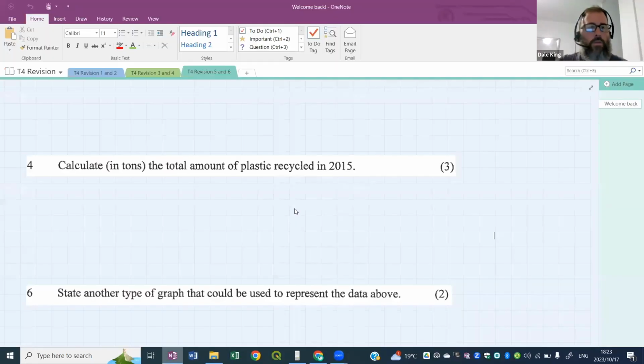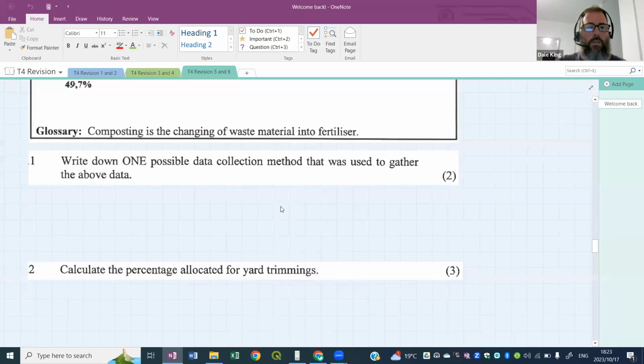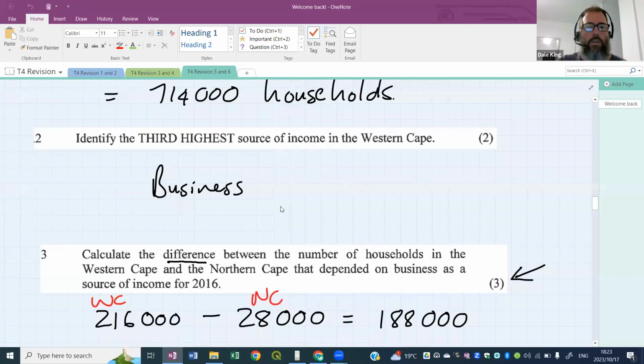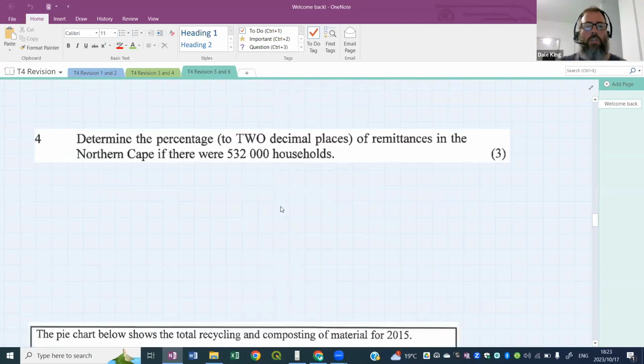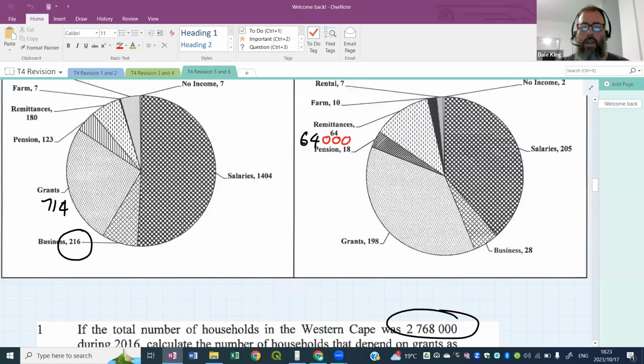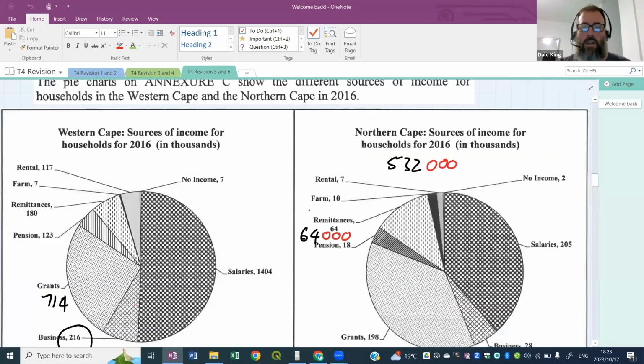All right, let's see the question 4 again. Where is it? It's up here. There it is. Determine the percentage, 2 decimal places, of remittances in the Northern Cape if there were 532,000 households. So there's 532,000 in total. Remittances over here in the middle on the left is 64,000. What is that 64,000 as a percentage? So we need to do a percentage calculation.